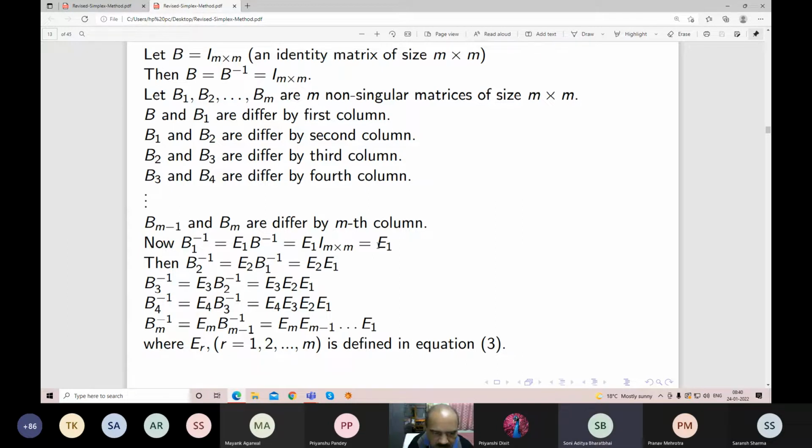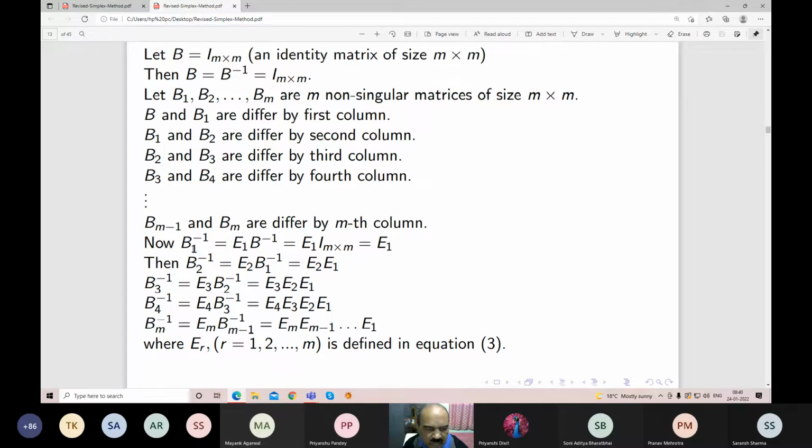Yes, sir. So we are finding B1 inverse equal to E1. Now I have told you, B1 is known to us, its inverse is known to us. Once B1 inverse is known to us, we are interested to find B2 inverse. In a similar manner, B2 inverse equal to E2 into B1 inverse.